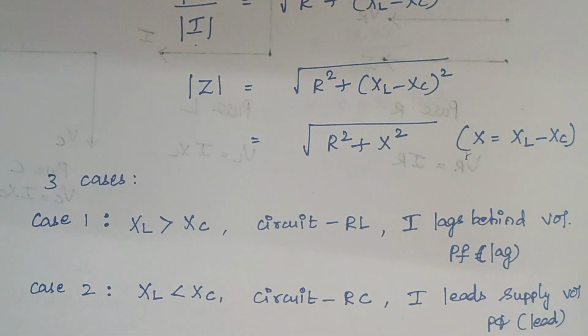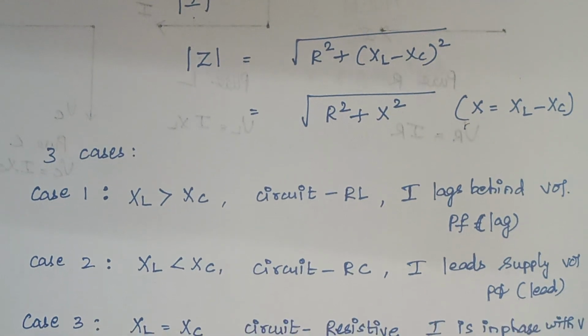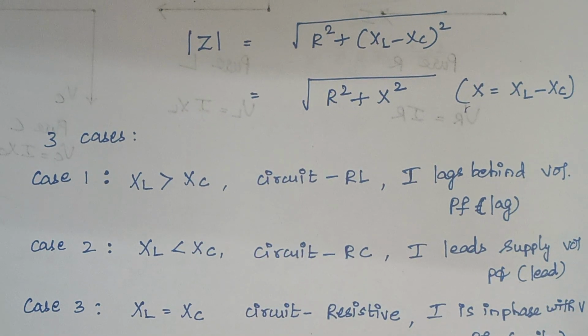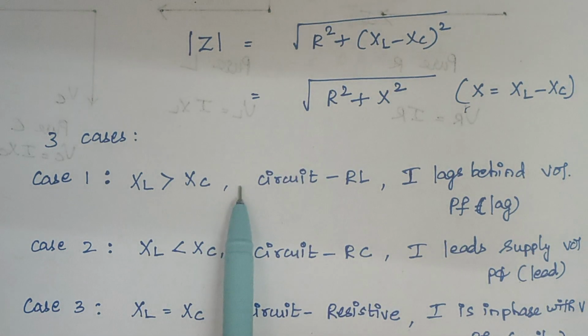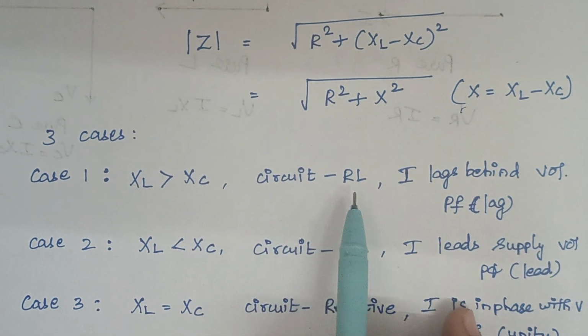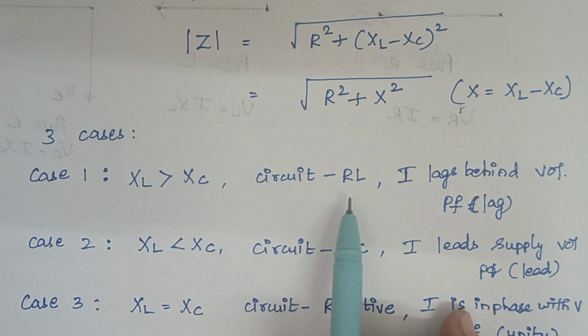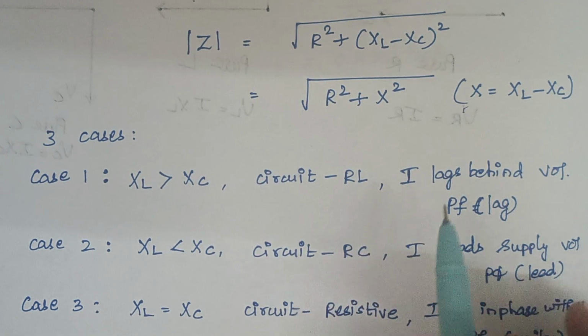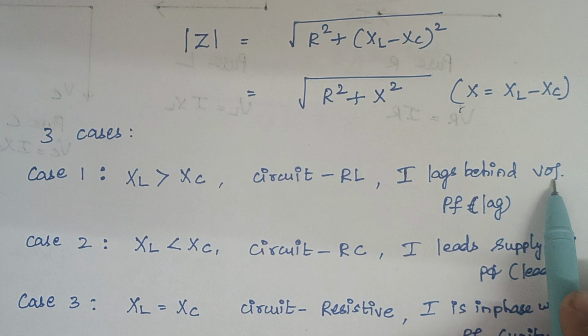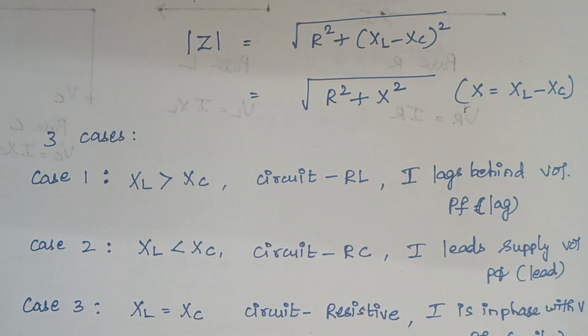You see, when XL is greater than XC, right? Then the circuit is said to be RL circuit. Okay, the circuit behaves as a RL circuit. So in an RL circuit, what happens? I lags behind the voltage, right? Current lags behind the voltage. Therefore, the power factor is a lagging one.